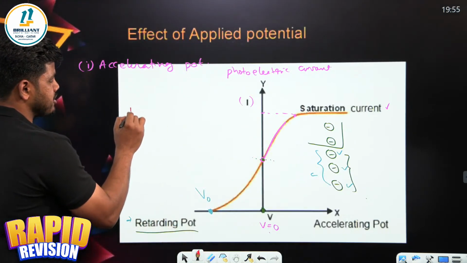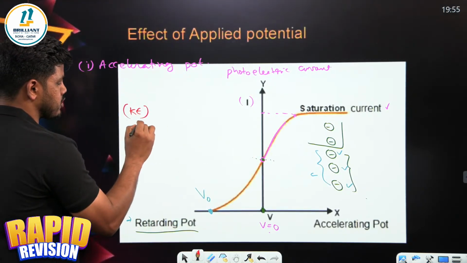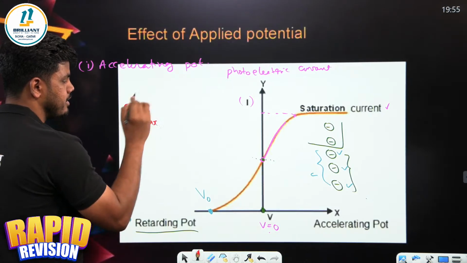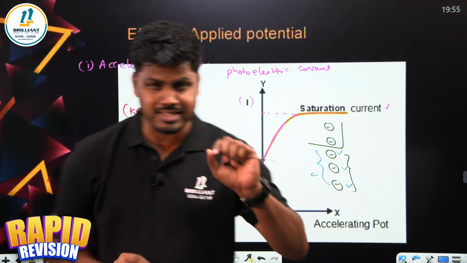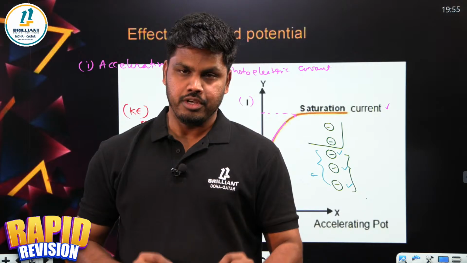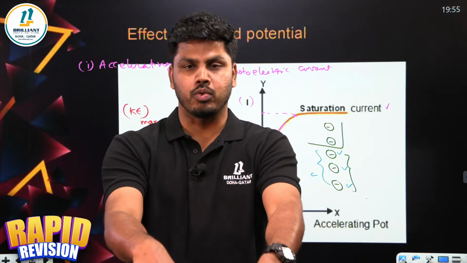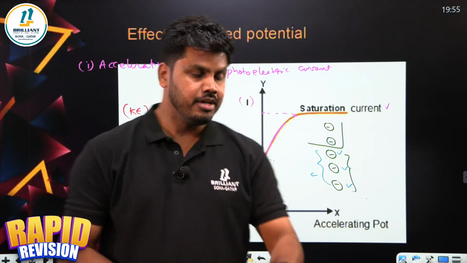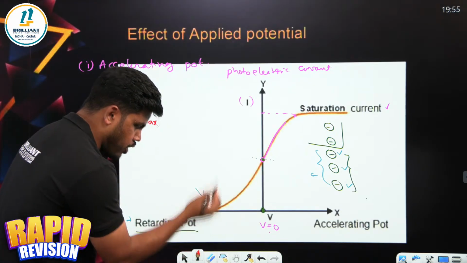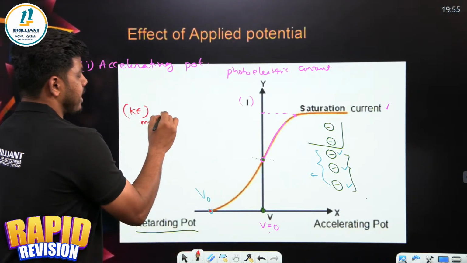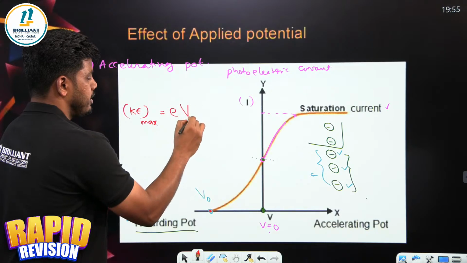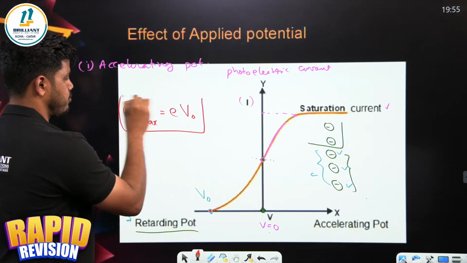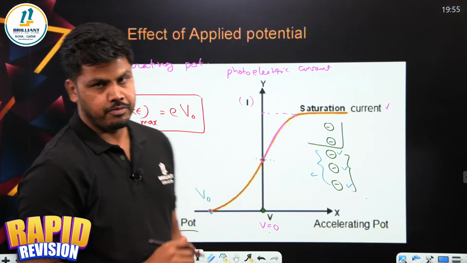Kinetic energy, maximum kinetic energy of that electron. Which electron stopped at the last? The electron which possesses maximum kinetic energy. So the kinetic energy of that electron, the electron which stopped at V0, will be equal to eV0, right? This was one of the equations we have to remember from this discussion.